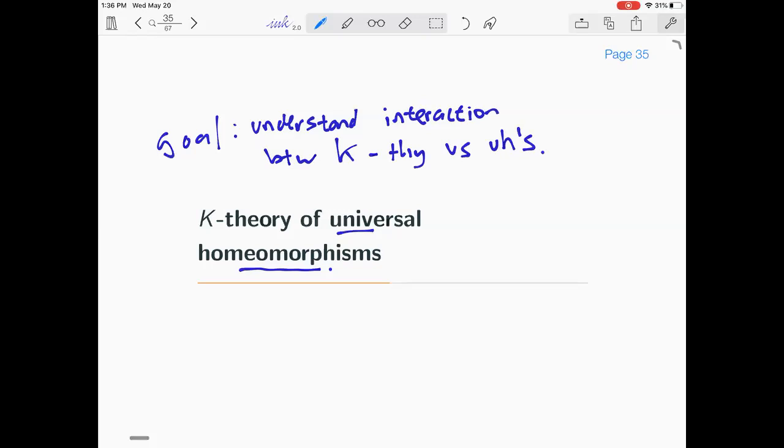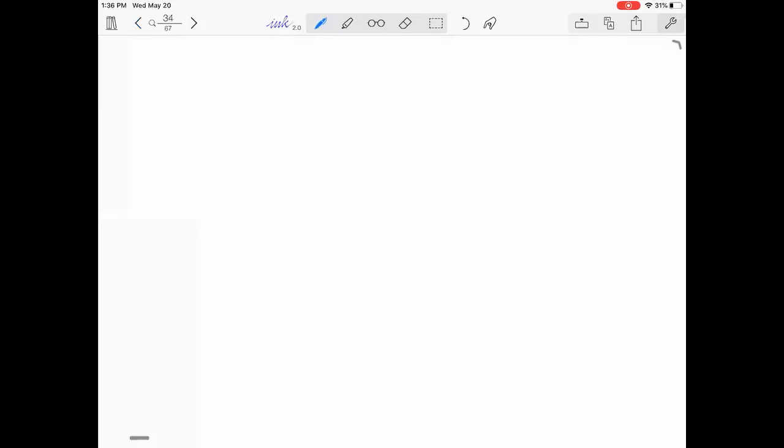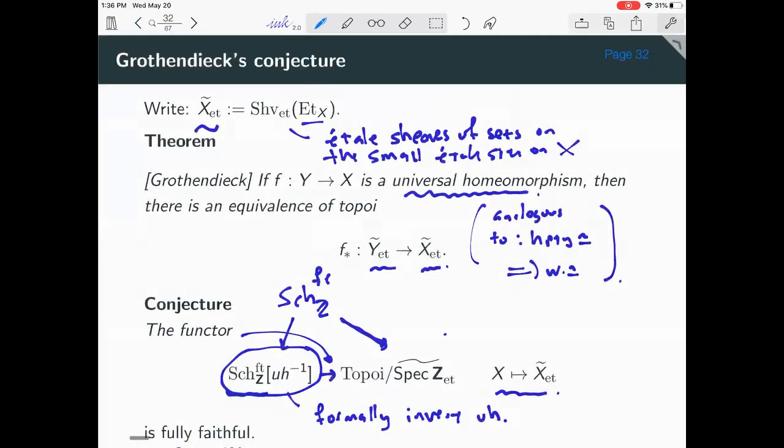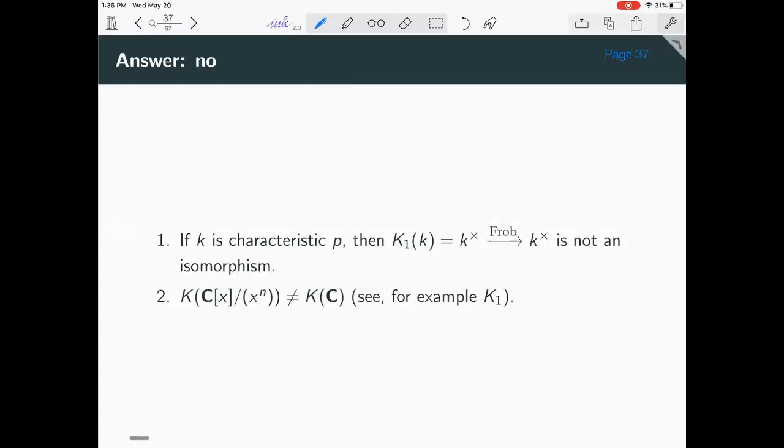So is K-theory invariant under universal homeomorphism? That's the first question you should ask. This is the analog of this very early Grothendieck theorem for algebraic K-theory. The answer is no, and here are some examples. If k is characteristic p, then we can look at K1 of k, which is just the unit group. You can look at the Frobenius map and plainly see that unless k is perfect, this is not generally an isomorphism.